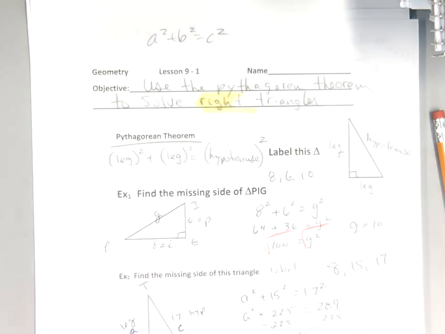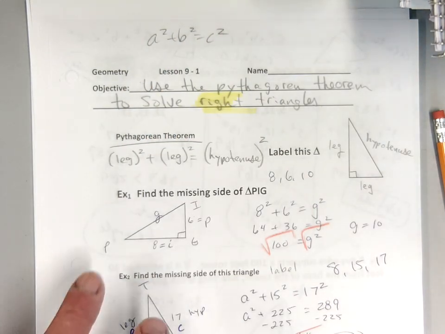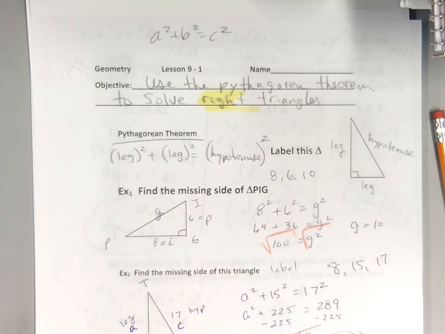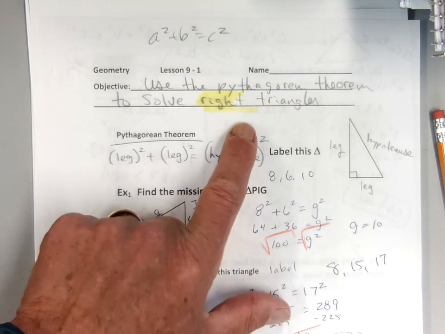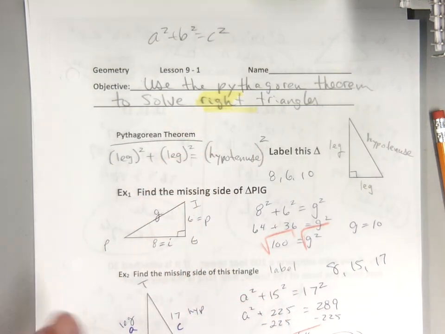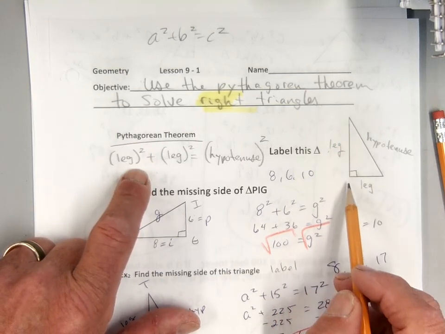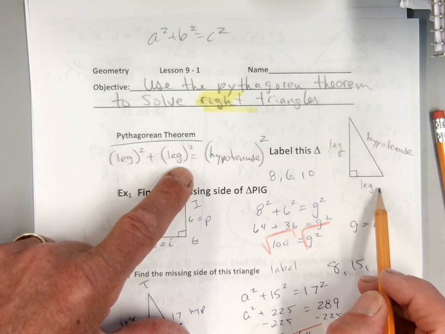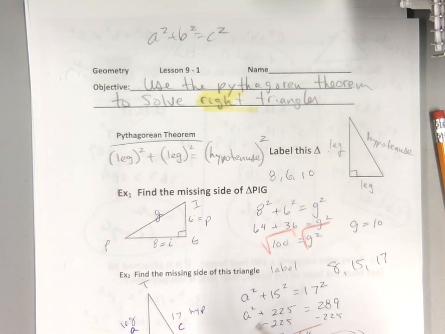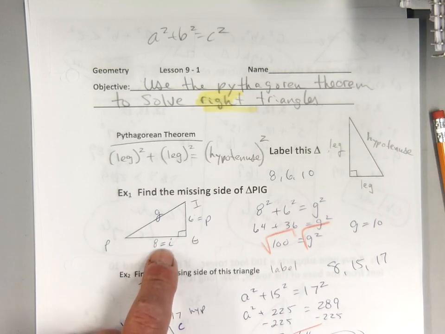Well, first of all, triangles aren't always called ABC. For instance, my triangle is PIG, and this formula only works on right triangles. So instead of a squared plus b squared equals c squared, it's just leg squared, that's that side, plus leg squared, that side, equals hypotenuse squared. Okay, so then in example 1, it's not ABC, but it's this triangle here, which is PIG.